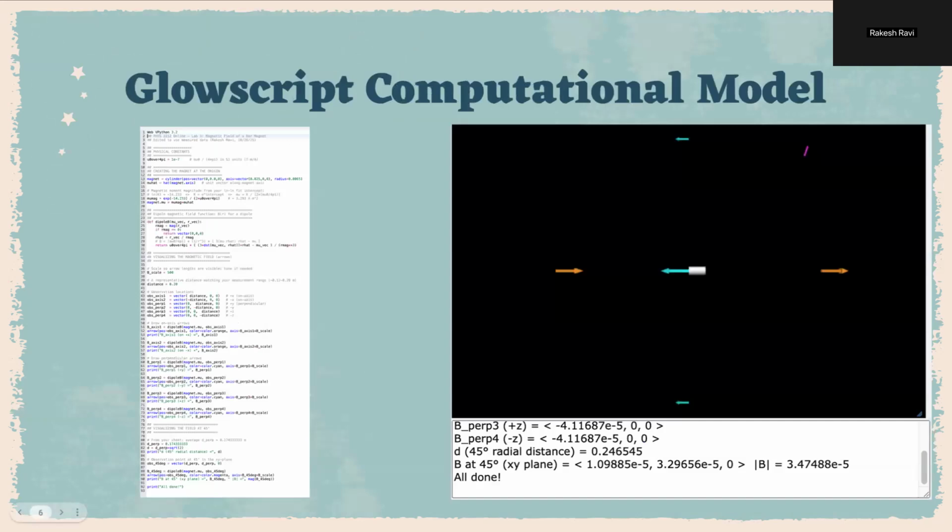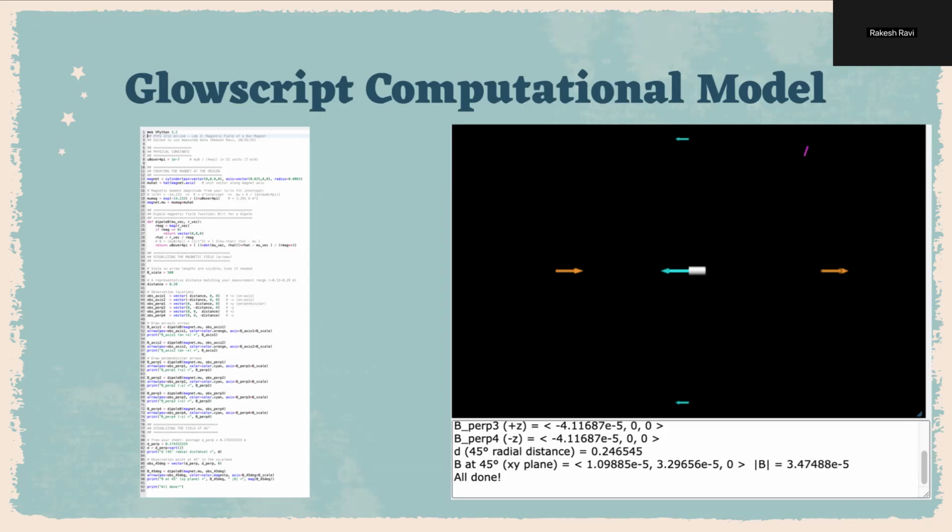Here's the GlowScript computational model. We used GlowScript to visualize the dipole field. Using the relationship between K and mu, the magnetic moment came out to about 3.29 A·m². In the simulation, orange arrows show the on-axis field, the cyan arrows show the perpendicular field, and the magenta arrows represent the 45-degree measurement.